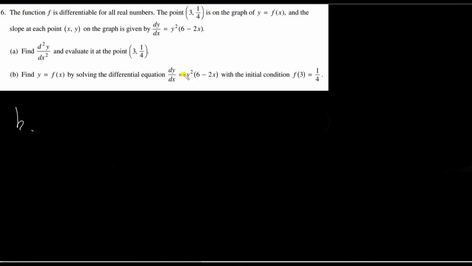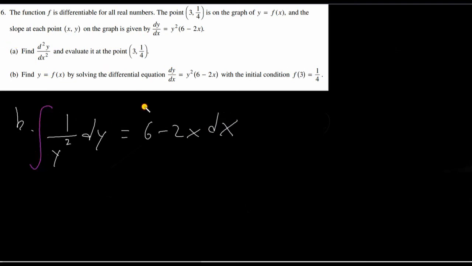If I take the y's onto one side, I'll take the y squared and bring it over to this side. I'll take my dx and bring it over to this side. So I have my y's on one side and my x's on the other. If I do that, I'll have 1 over y squared dy is (6 minus 2x) dx. Then I can take the integral of both sides, and I'll get -1 over y.